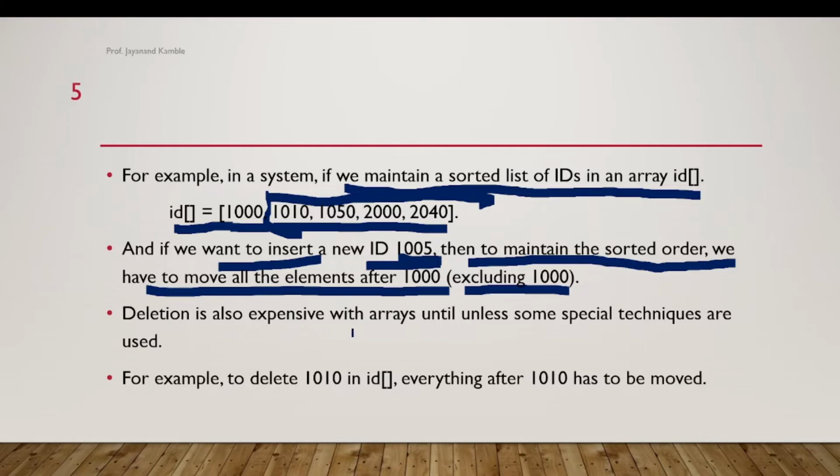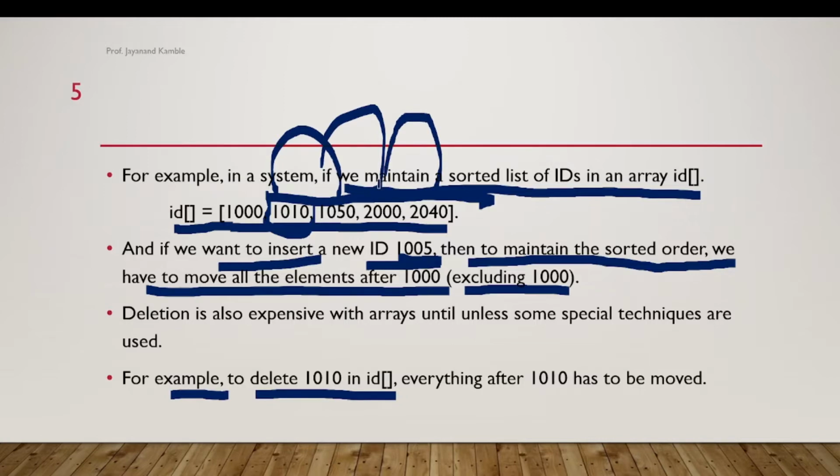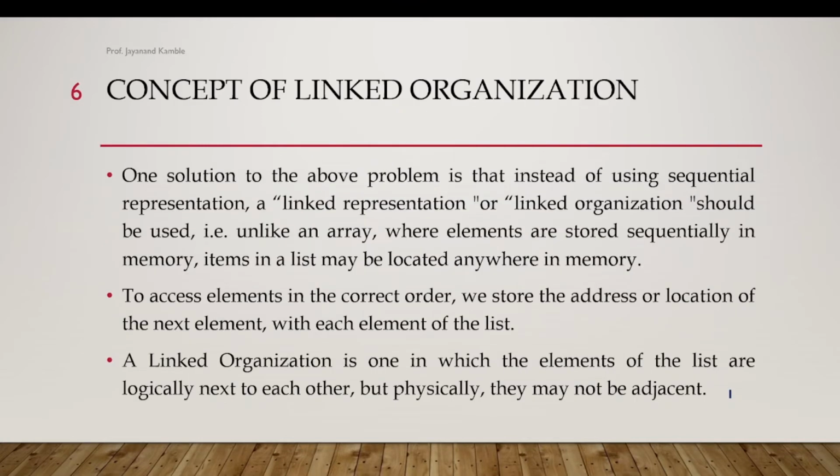Again, deletion is also expensive with arrays unless some special techniques are used. For example, to delete 1010, that means I want to delete this. So what needs to be done? 1050 should come at this place, then 2000 should come at this place, 2040 should come at this place. That means we have to move all other elements which appear after 1010. So these activities are expensive. To delete the 1010 ID, everything after 1010 has to be moved, and that is the expensive activity.